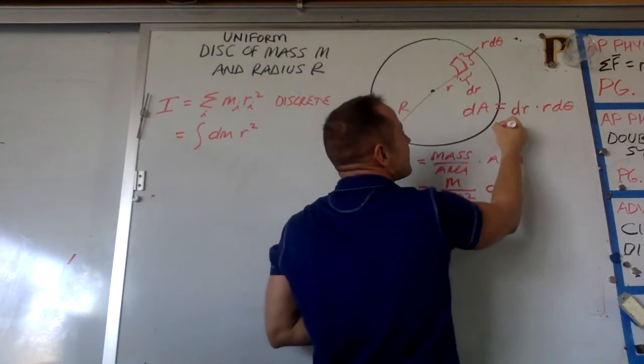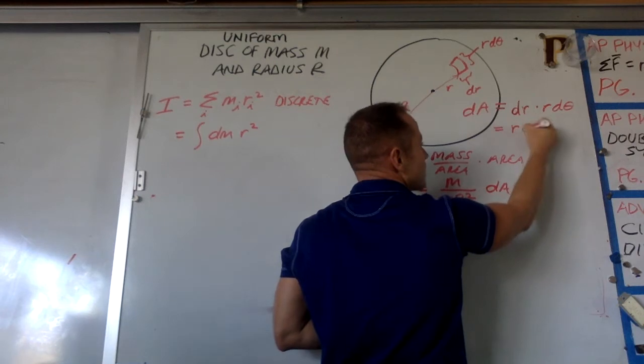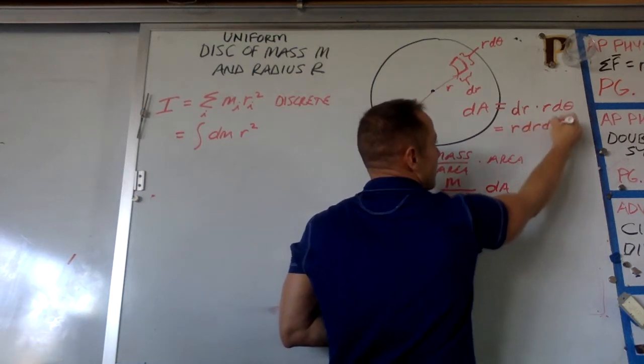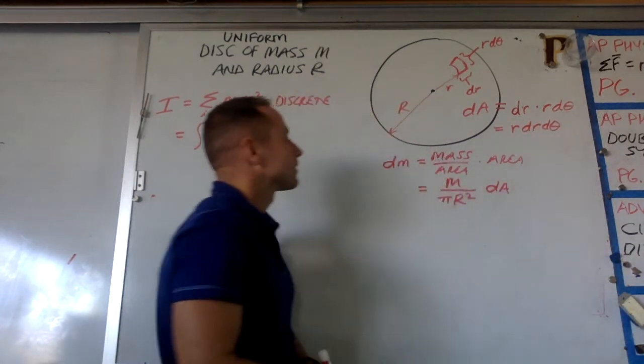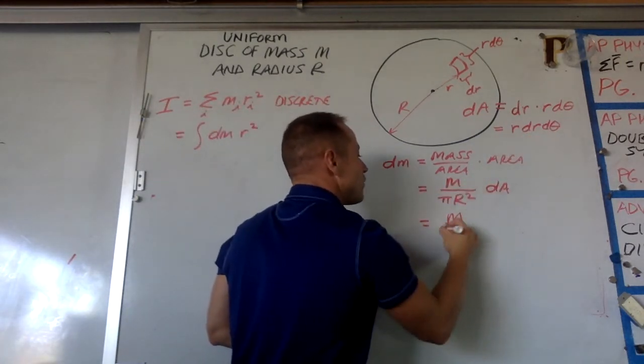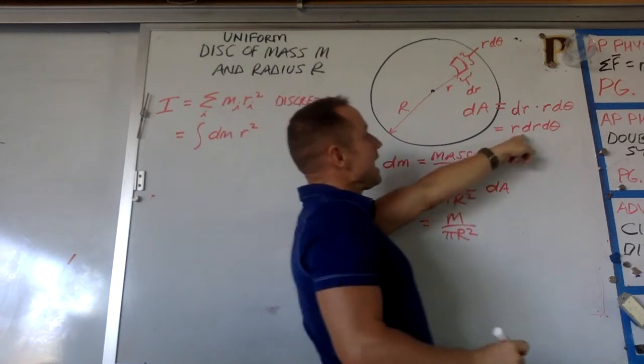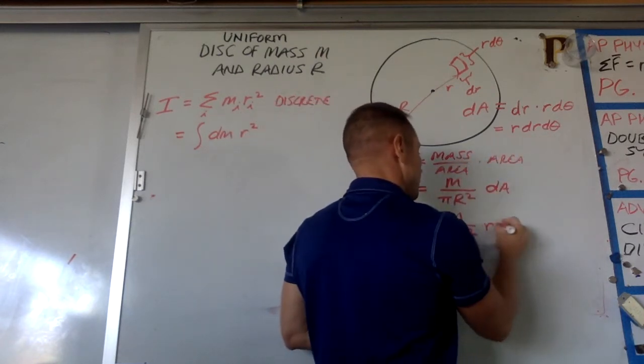Now, for style, just to make it pretty, people will typically put the like variables together. So they'll write it like this, r d theta. So that's your dA, right? And so what we can do then is put this in. So you have m over pi r squared. That's really just a bunch of constants. And then your dA is this r d theta.